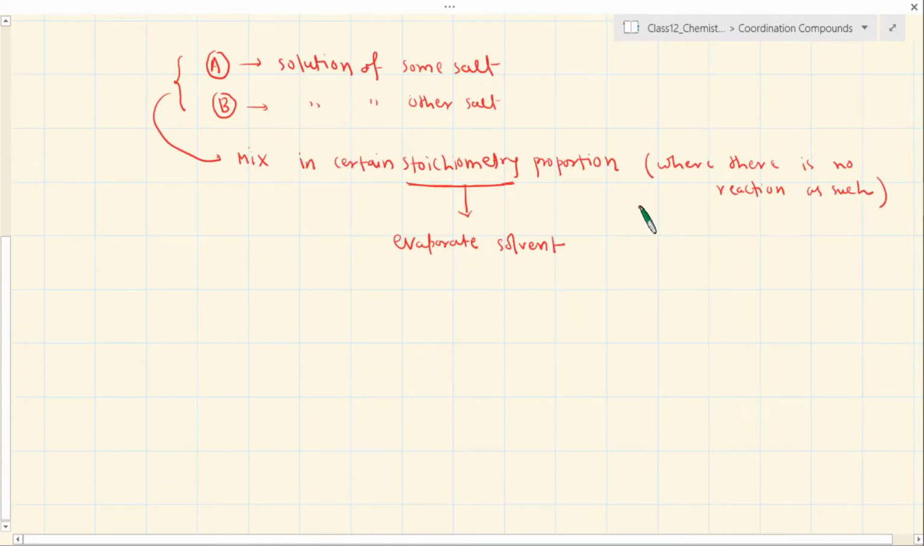In fact, let me tell you, if there is no interaction between the two salts and if their crystal structures are totally different, you might even observe that one of the crystals may come out first, right? Because both have got different saturation points. Remember, this is your basics.